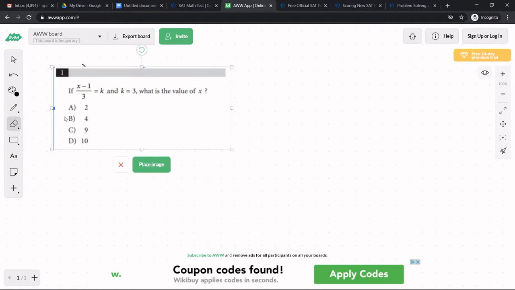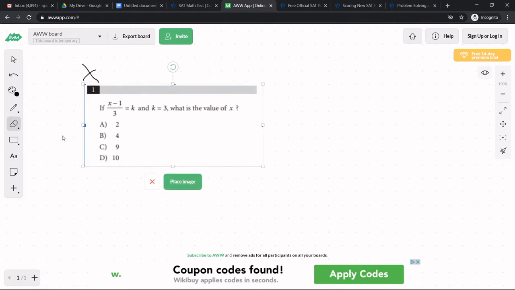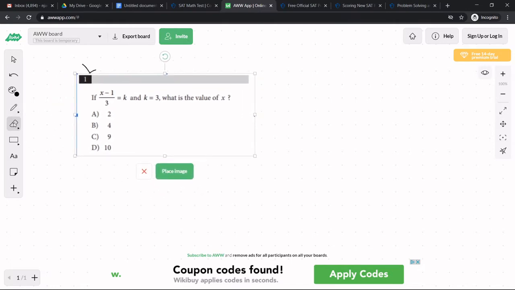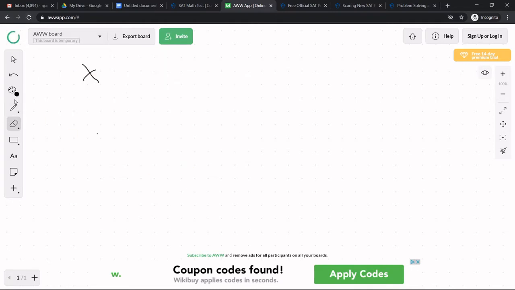So, this question, pretty simple. If x minus 1 is, oh, it's actually pretty hard for me to click on this because I have a huge black spot on the screen because it's cracked. Oh, it's because I have press place image. Silly me.